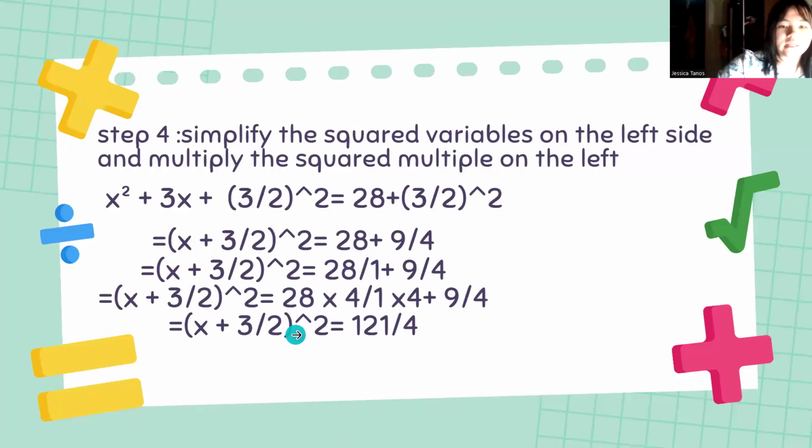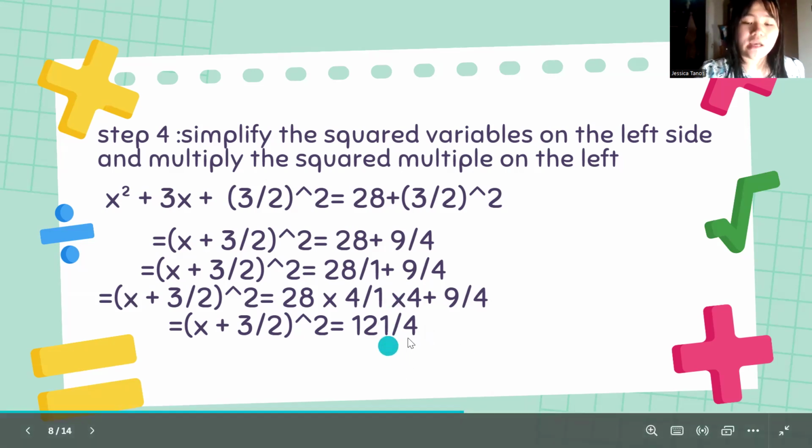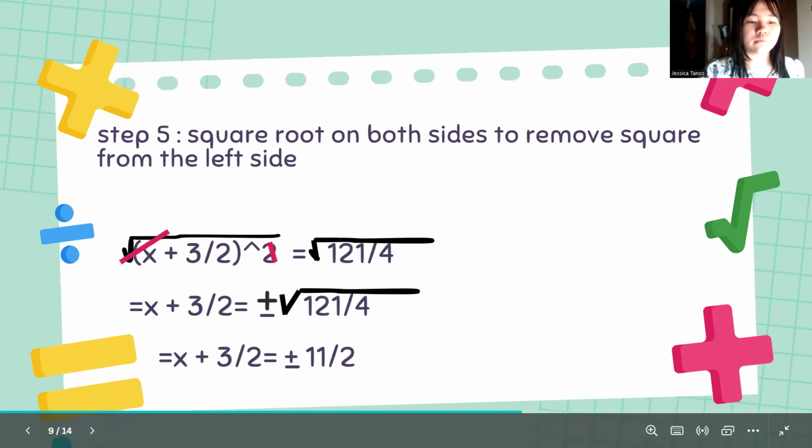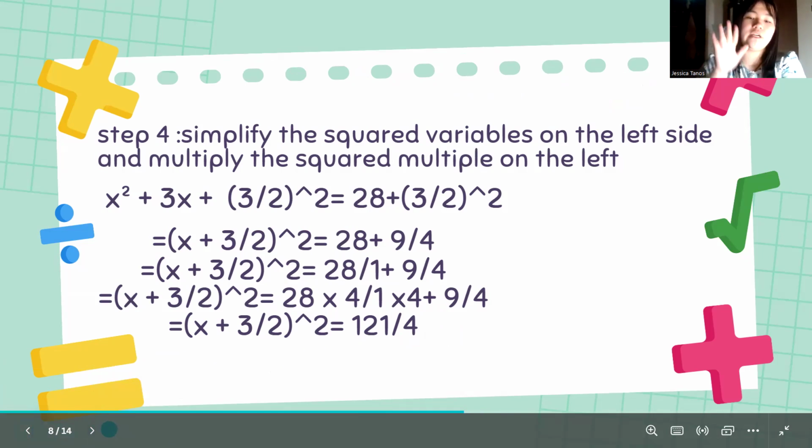Okay, so as you can see here, 28 times 4 and 1 times 4. So now that the denominator is equal to 4, of course, the numerator is multiplied by 4 too. 28 times 4 is equal to 112. Plus 9 is equal to 121 over 4. Okay, as you can see here, I explained everything.